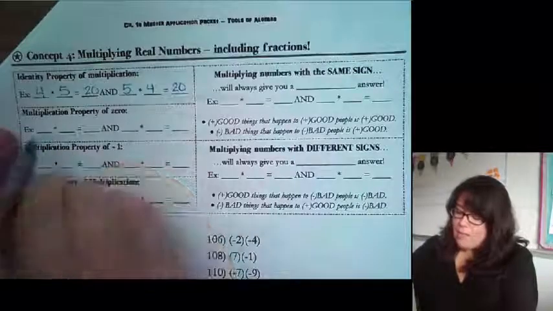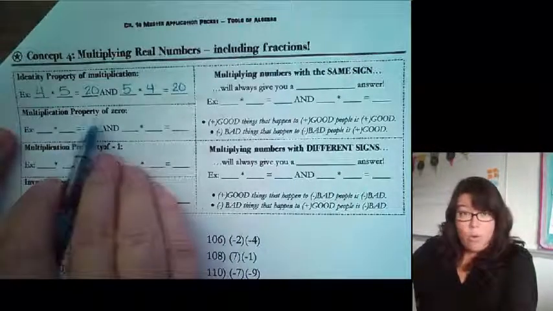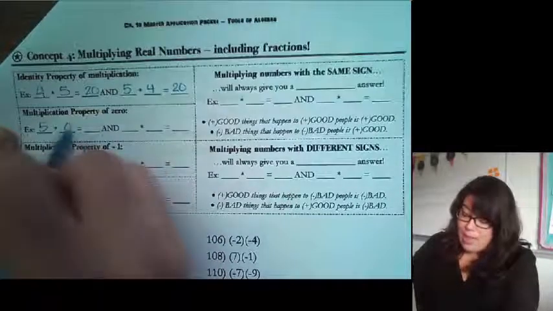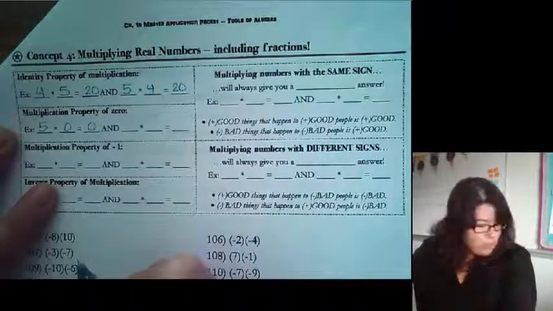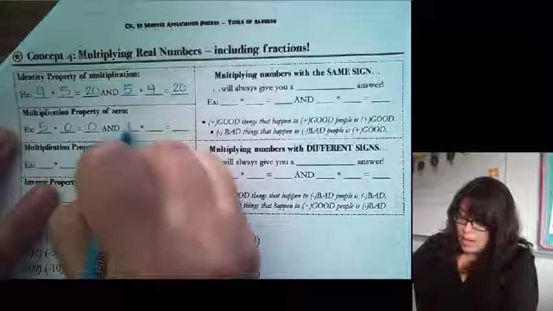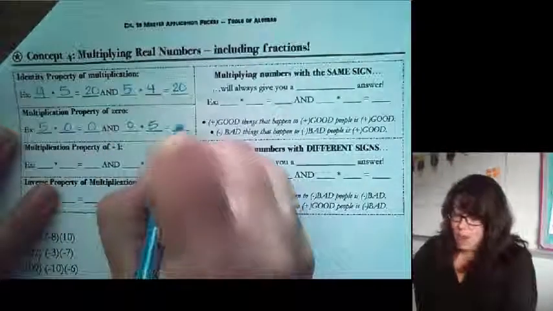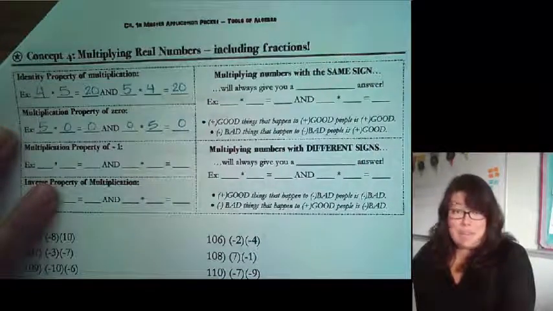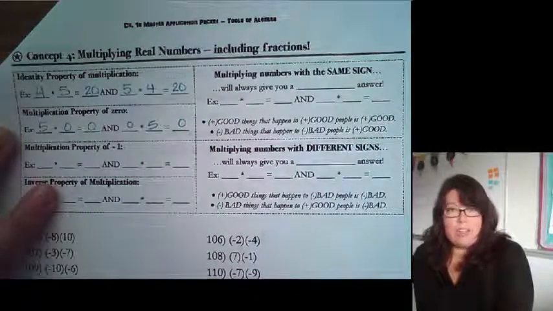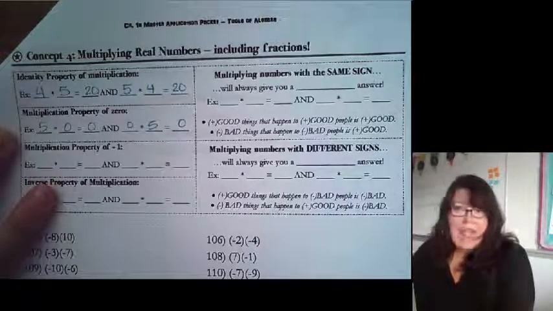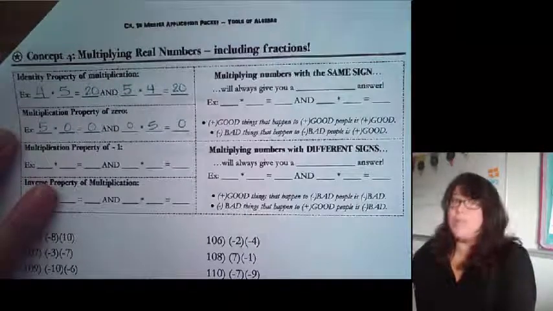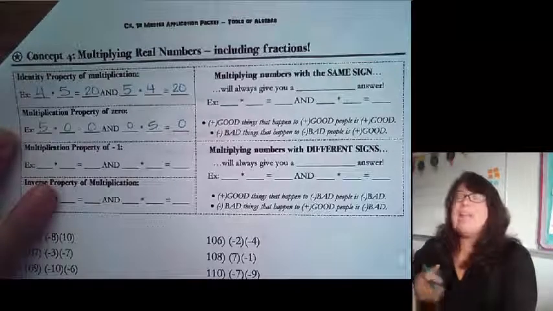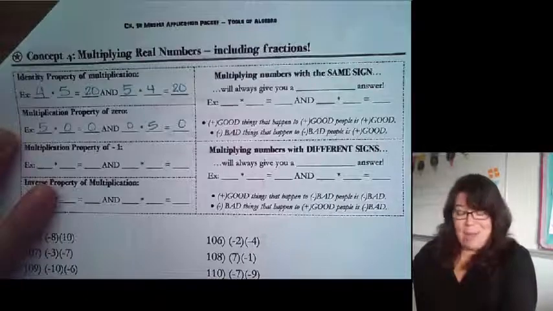If you have the multiplication property of 0, that says you can have 5 times 0 and that equals 0. Also, 0 times 5 equals 0. Doesn't matter the order, and anything that you multiply by 0 will be equal to 0. So say it with me. Ready? Listen first. Anything multiplied by 0 equals 0. Say it with me. Anything multiplied by 0 equals 0. All right, let's keep going.